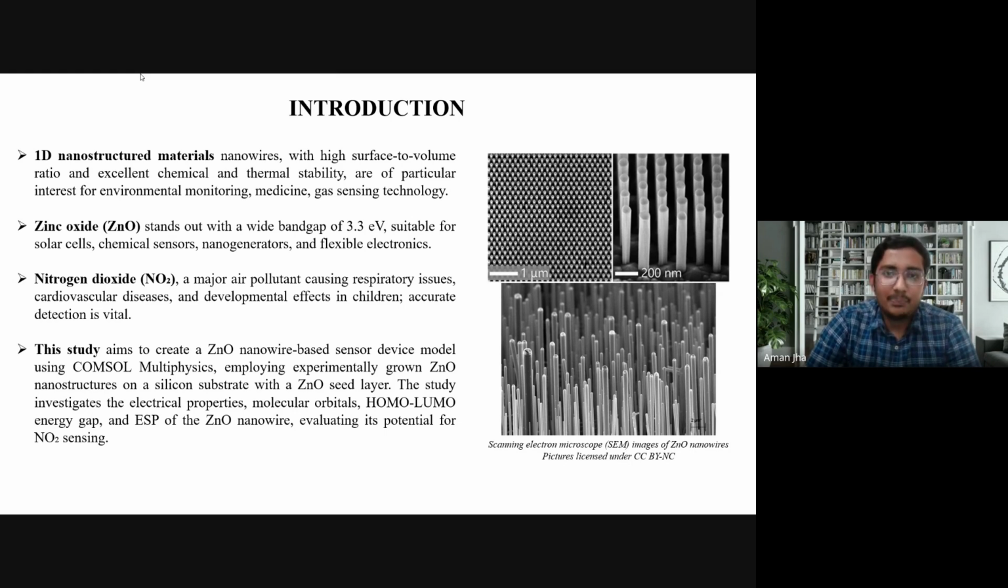Nitrogen dioxide is a very notorious harmful pollutant which causes very severe respiratory and cardiovascular diseases, especially in children. Therefore, in this study, we are progressing with the aim to create a zinc oxide nanowire-based device model using COMSOL Multiphysics software and Gaussian software for performing the DFT study in order to evaluate the chemical response of the zinc oxide nanowire towards NO2 pollutant.